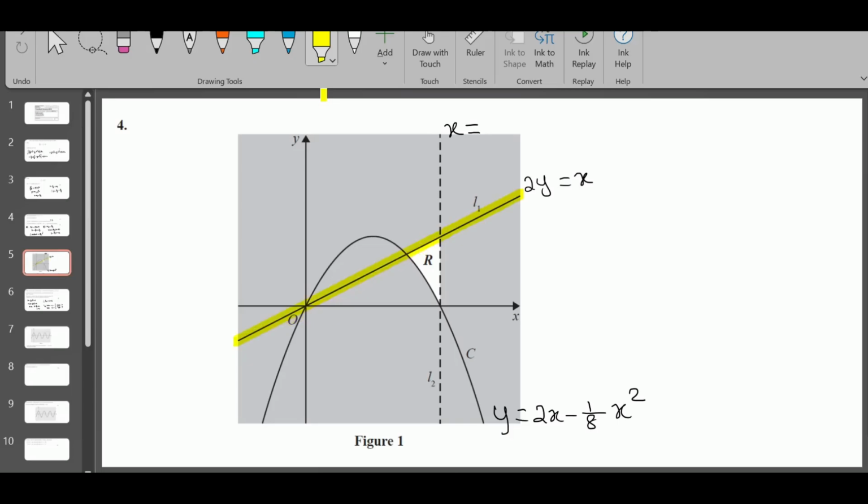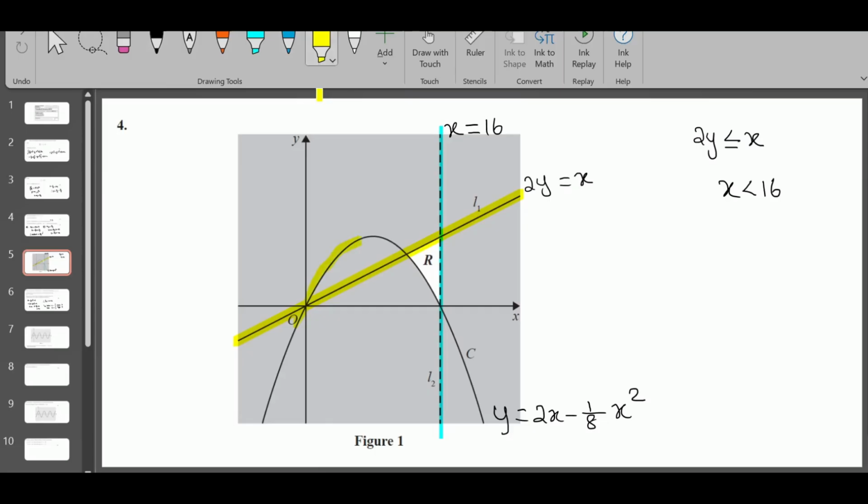The unshaded region is below the line, so it's a solid line. So 2y is less than or equal to x. And then look at this line. It's a dotted line and the unshaded region is the left hand side. This is x is equal to 16. So x is just less than 16. It's a dotted line, right?